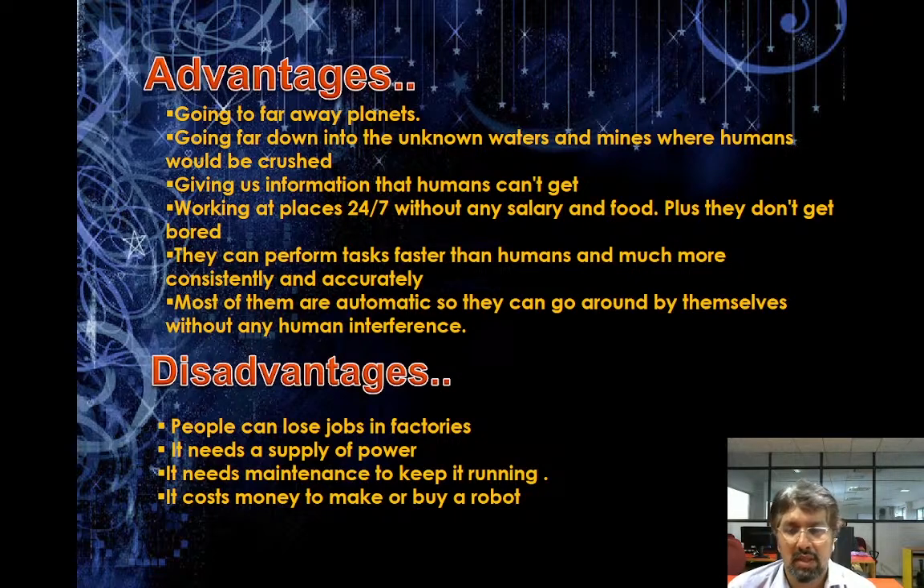So we humans tend to have a problem that we suffer from boredom, so accuracy might decrease over time. That is not, however, the case in robots. Then they can perform a task faster than humans, and that too consistently and accurately. Most of them are automatic, so they can go along themselves without any human intervention. Similarly, there are disadvantages also, that is people can lose their jobs, which is not the case right now. Then they need a supply of power, they need maintenance to keep them running, and it costs money to make or buy the robot also.